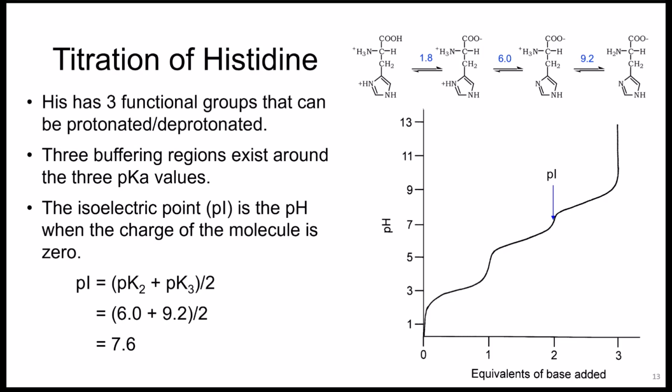As you start to add more hydroxyl ions, we start to lose the protons on the amino group, and this is the third buffering region, to eventually end up with the deprotonated histidine with a charge of -1. You could then titrate your way back down the curve, adding more protons, where you're going to need 3 equivalent concentrations of protons to protonate the 3 functional groups.